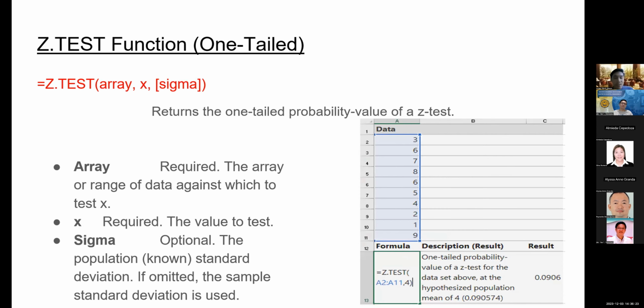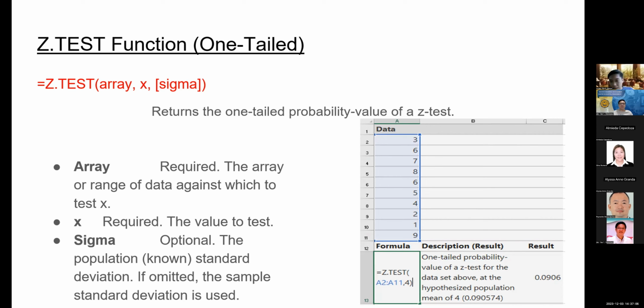And we also have the z-test function. So in this specific example, we have the z-test function for a one-tailed test. We can use the syntax Z.TEST, and we specify the array, A2 to A11, and then x, which is just the value to test. And we can also specify the sigma, which is optional, but this is the known standard deviation. If we omit this value, the sample standard deviation would be used.